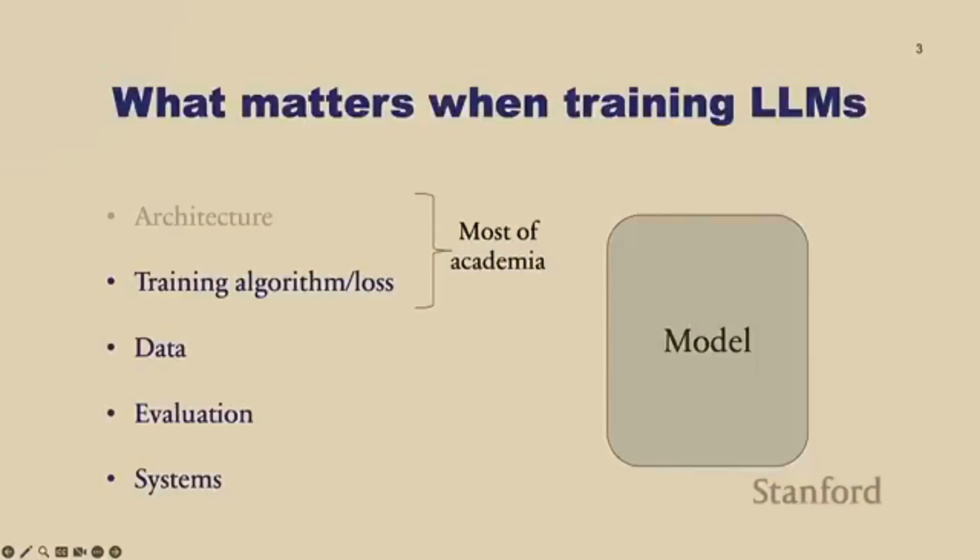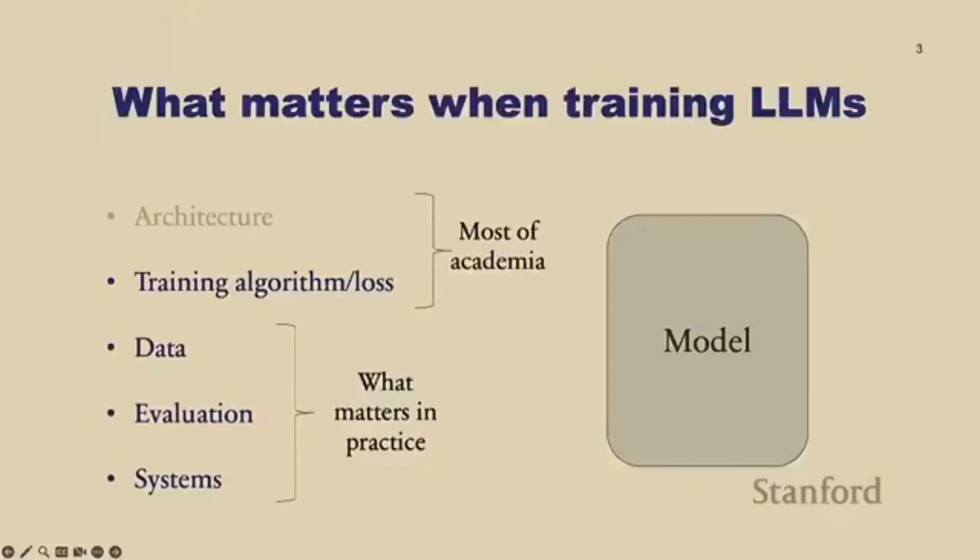Another thing to say is that most of academia actually focuses on architecture, training algorithms, and losses. As academics, and I've done that for a big part of my career, we like thinking that we make new architectures and new models, and it seems very important. But in reality, honestly, what matters in practice is mostly the 3 other topics: data, evaluation, and systems, which is what most of industry actually focuses on. That's also one of the reasons why I don't want to talk too much about the architecture, because really the rest is super important.